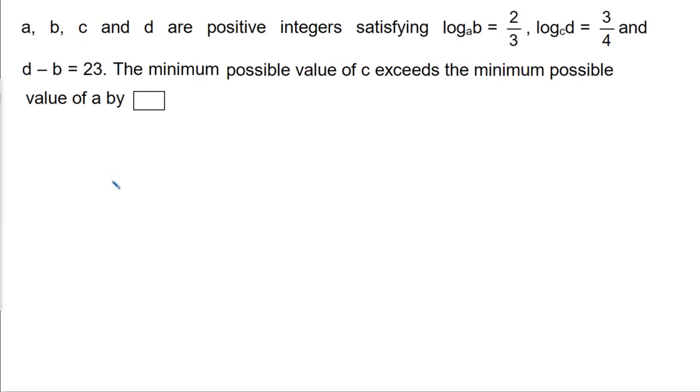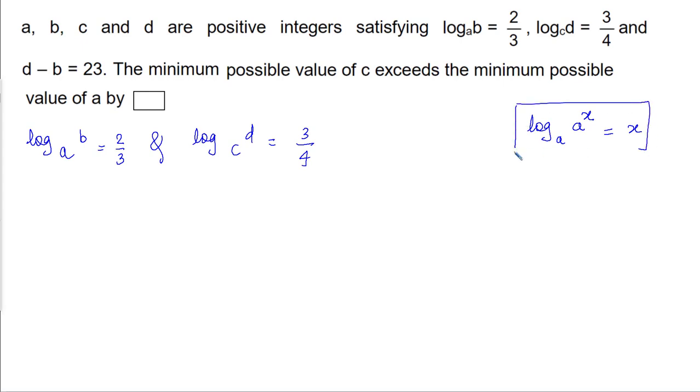So over here there are two expressions given. First is log of B to the base A is equal to 2 by 3. And we know that log of D to the base C is equal to 3 by 4. Okay, we know one property. The property was: log of A to the power x to the base A is equal to x. So by using this property, the value of B is supposed to be A to the power 2 by 3. And over here the value of D is supposed to be C to the power 3 by 4.